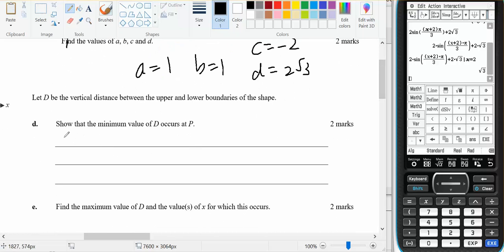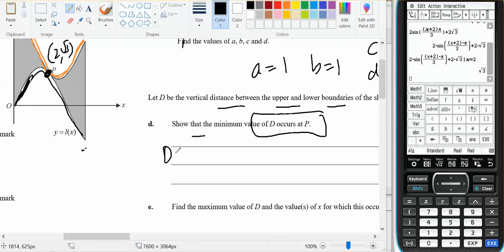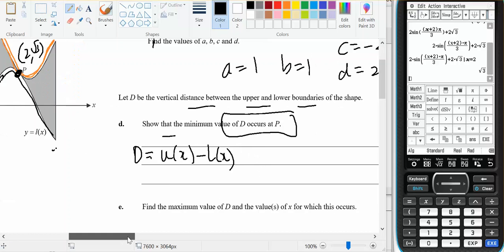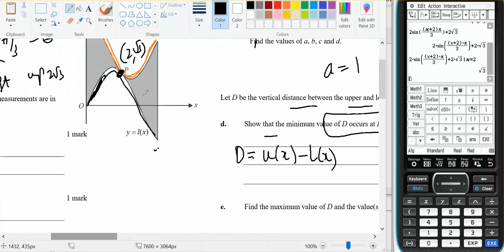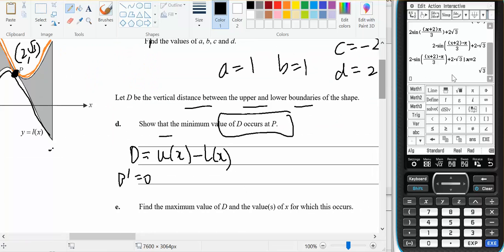Okay, so show that the minimum distance occurs at P. What is D? D is the distance between the upper and the lower boundaries. Well, D must equal the upper boundary minus the lower boundary, U of x minus L of x, and that's going to be a minimum. It's worth 2 marks, so I can't just say, oh, look at the graph, I can see they're touching at that point. So I'm going to do D dash, set it equal to 0, and see what answers I get.